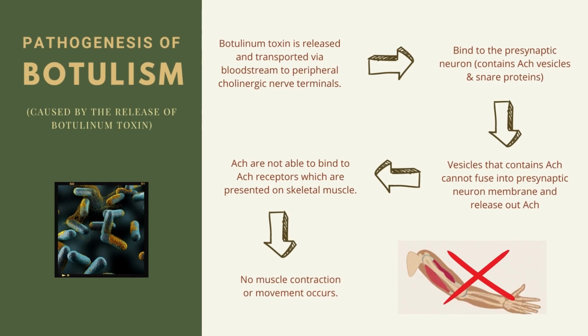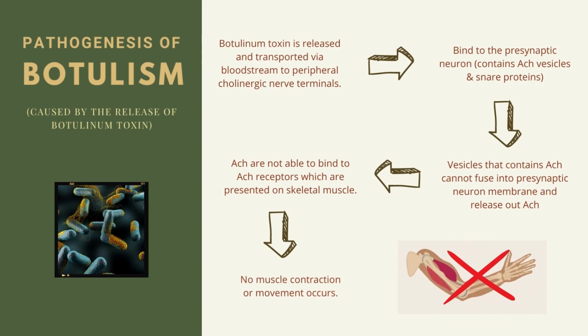Firstly, botulinum toxin is released and transported via the bloodstream to peripheral cholinergic nerve terminals. Then, it will bind to the presynaptic neuron, which contains acetylcholine vesicles and SNAP proteins. To add on, SNAP proteins are essentially used to mediate vesicle fusion of acetylcholine into the presynaptic neuron membrane. Now, vesicles that contain acetylcholine cannot fuse into the presynaptic neuron membrane and release acetylcholine.